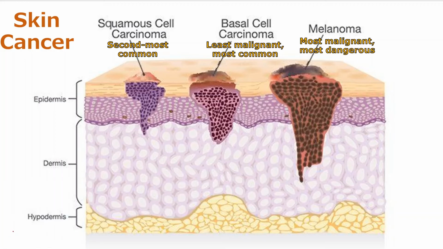So the most common is this basal cell carcinoma. It's the least malignant, means the least bad, but you still have to watch out for it. The second most common is the squamous cell carcinoma, and the most dangerous type is the one I'm sure everyone's heard about, called melanoma, and it does invade other tissue quite aggressively, and you have to treat it quickly or you could be in trouble fast. Let's look at these one by one real quick.